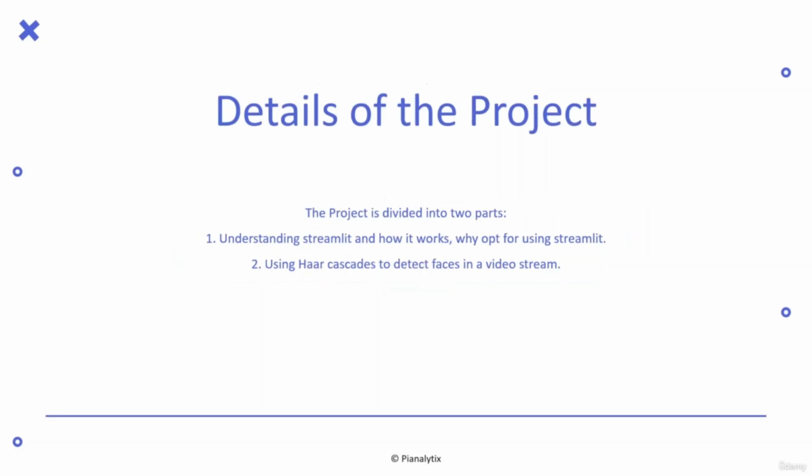Now, details about this project. First, we will understand why we are using Streamlit and how to use Streamlit. Next, we will be using a Haar cascade classifier to do our face detection. So let's move forward.